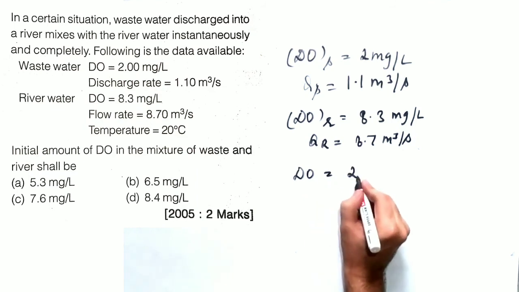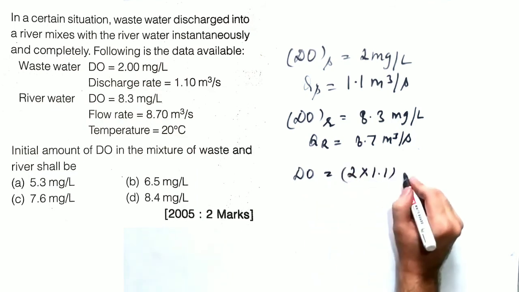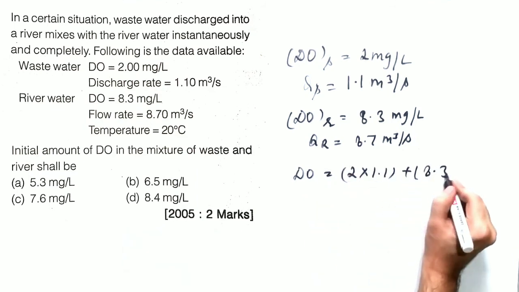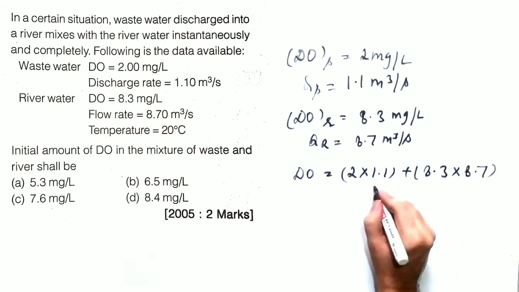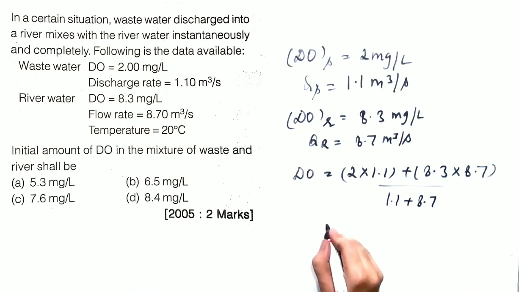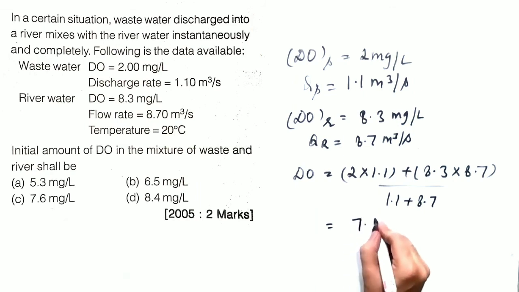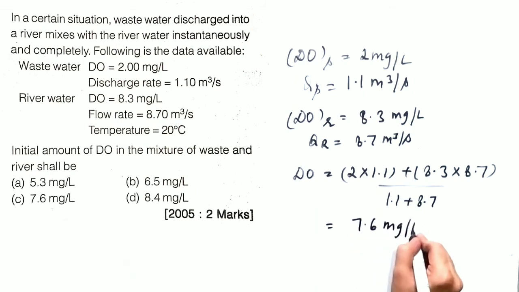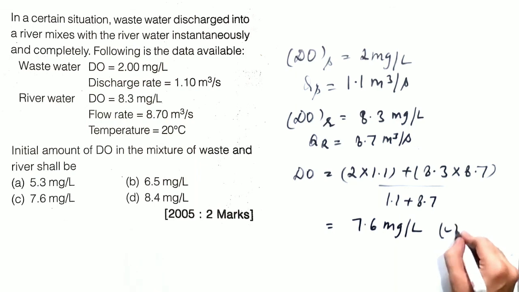So it will be 2 into 1.1 plus 8.3 into 8.7 divided by the total discharge 1.1 plus 8.7. So when you solve this using a calculator, it will come out to be 7.6 milligram per liter. So this is the required answer, and the option is C.